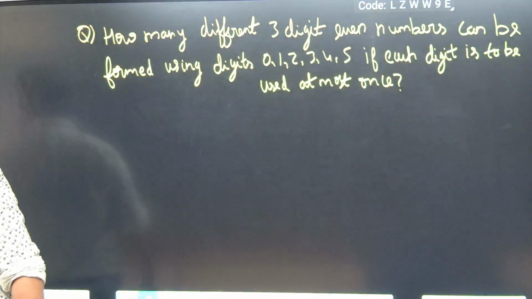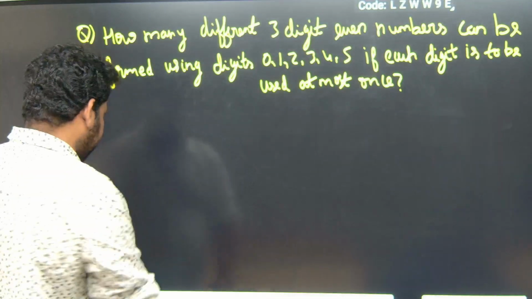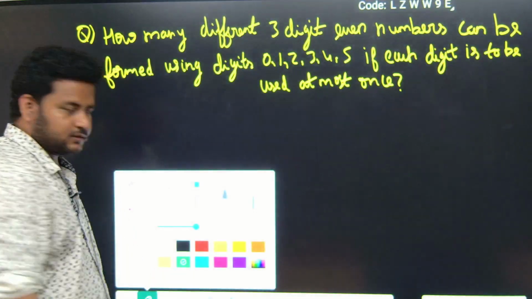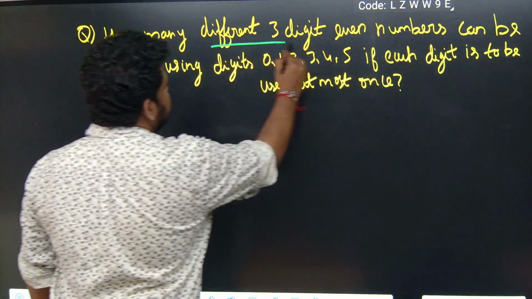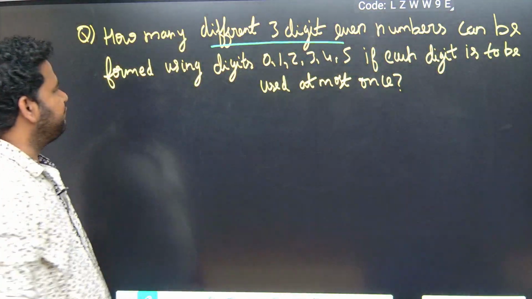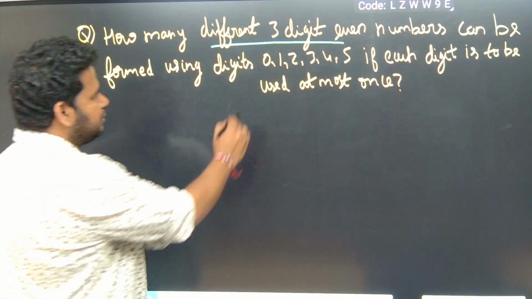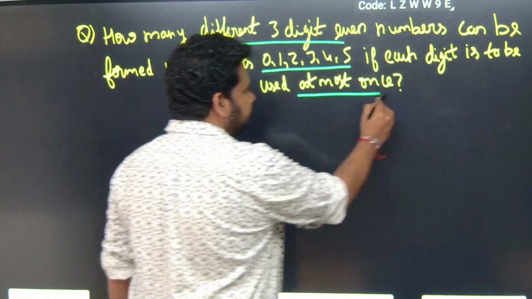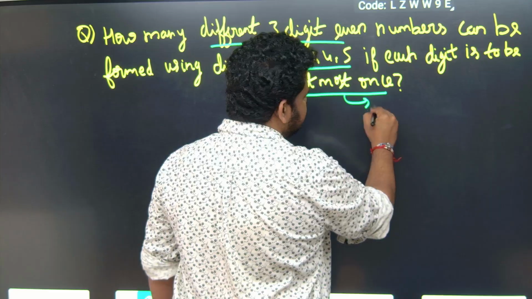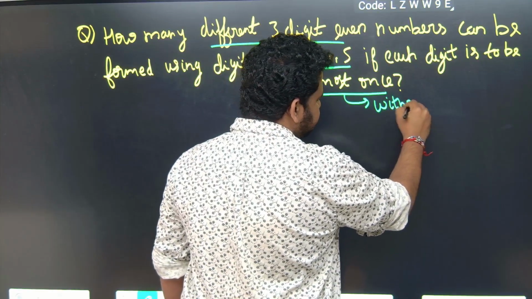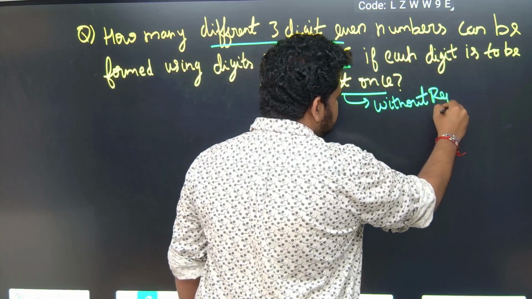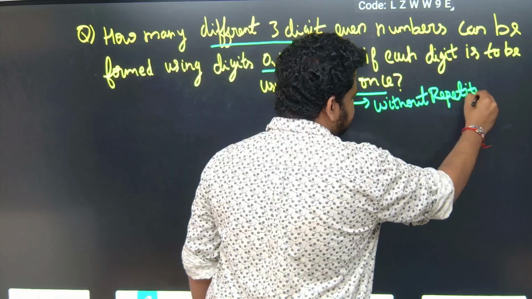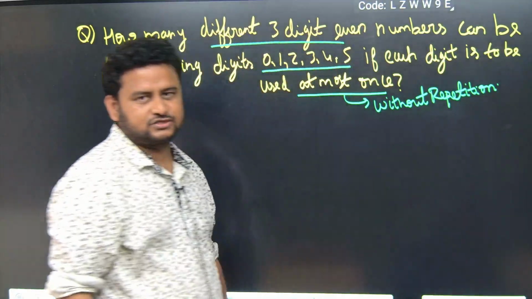So they are telling, please pay attention, how many different 3-digit even numbers can be formed using the digits 0, 1, 2, 3, 4, 5 if each digit is to be used at most once. At most once means what? There should be no repetition, that is without repetition, friends. So how to solve this question?